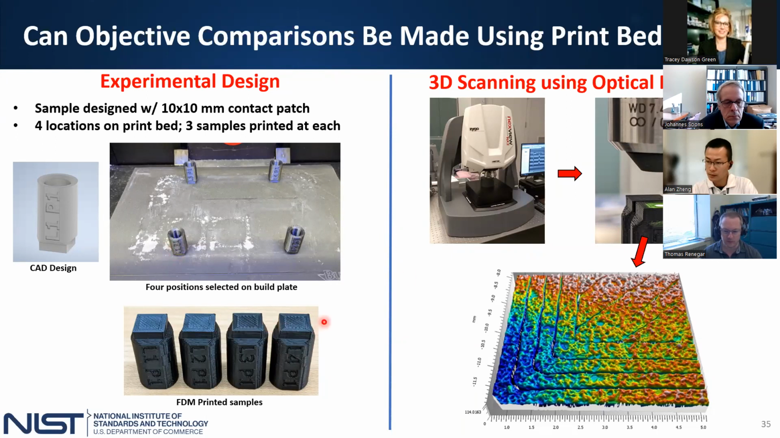Once they were all printed, we used a 3D scanning optical microscope to scan the bottom surface of the printed parts. From that, we were able to obtain the 3D surface topography of those surfaces and to investigate the structure to see if it is random in nature and if it repeats from one print to the next print.